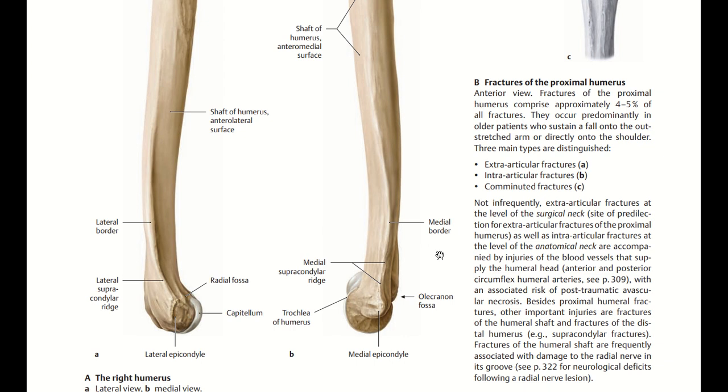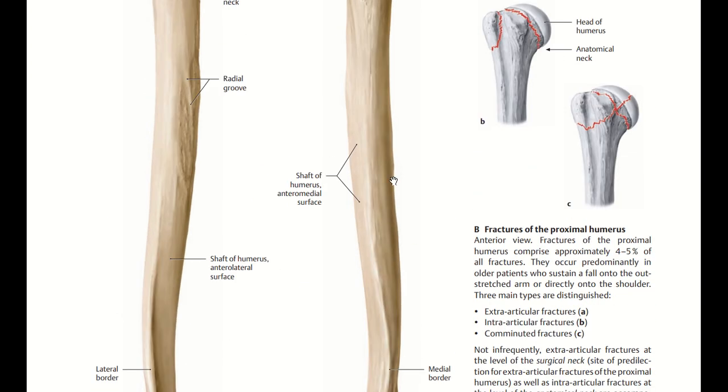Distally, you can actually have supracondylar fractures, and here you can actually damage the ulnar nerve that will be posterior to the medial epicondyle, the radial nerve, and the median nerve. Right. Let's take a look at some fractures at the level of the attachment of the deltoid muscle. So we said the deltoid muscle, it actually attaches.